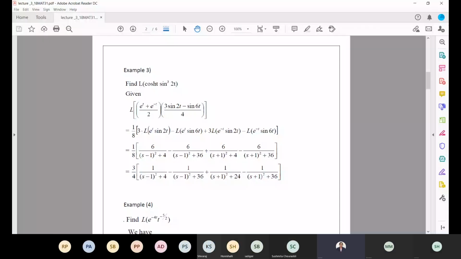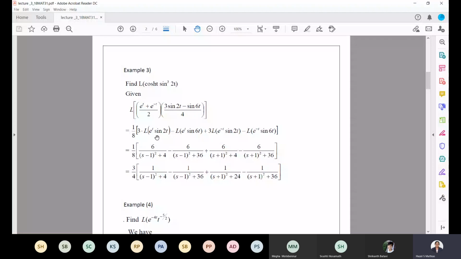So in this third example, what have we done? We have written the Laplace transform of cos ht as e power t plus e power minus t by 2, times sine cube 2t. What is sine cube 2t? Yesterday I gave the sine 3t formula. According to that, we have rewritten it, then multiplied. 4 to the 8 I have taken outside: e power t into 3 sine 2t.